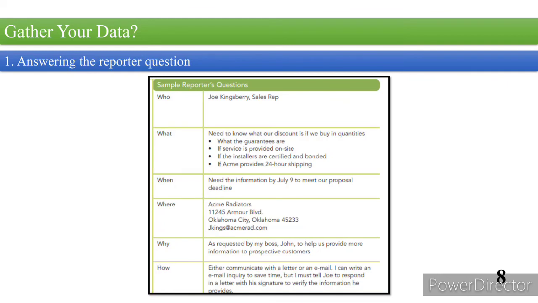When? Need the information by July 9 to meet our proposal deadline. Where? You can write the address, as already mentioned here. Why are you writing? Here it is mentioned, as requested by my boss John, to help us provide more information to prospective customers. And how? Either communicate with a letter or an email. I can write an email inquiry to save time, but I must tell Joe to respond in a letter with his signature to verify the information he provides.